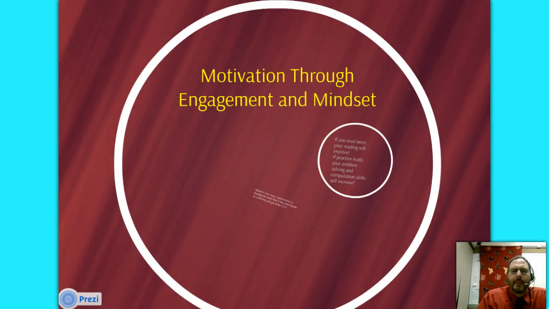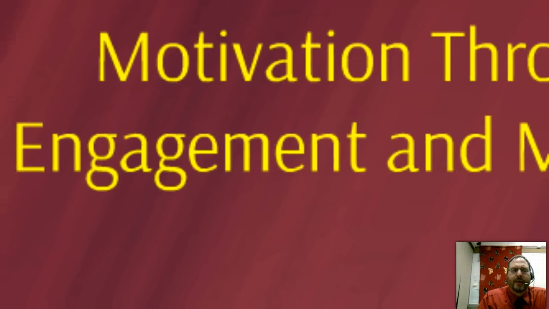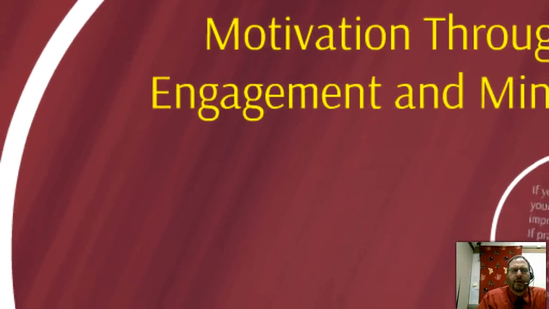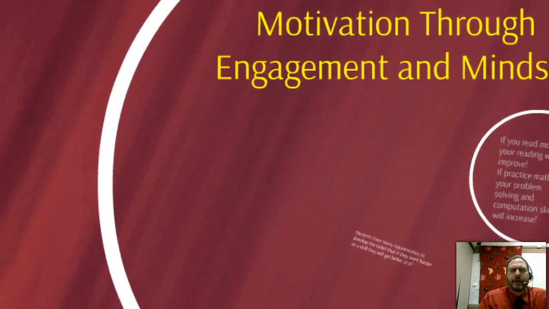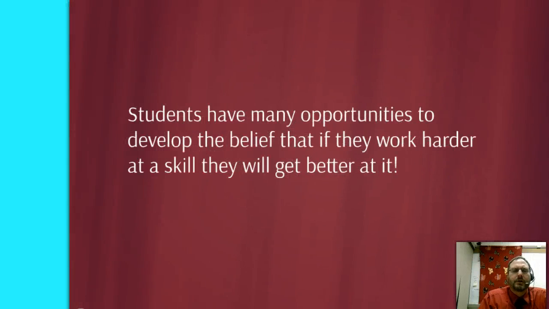We also look at the motivation aspect. If you want to be a better reader, you have to be motivated to read more. And if you want to be better at math, you have to be motivated to work at math. And two of the things that we use to help motivate kids to do better in these areas that they struggle with are engagement and mindset. When we look at these two things, we give students a lot of opportunity to develop the belief that if they work harder at a skill, they will get better at it.